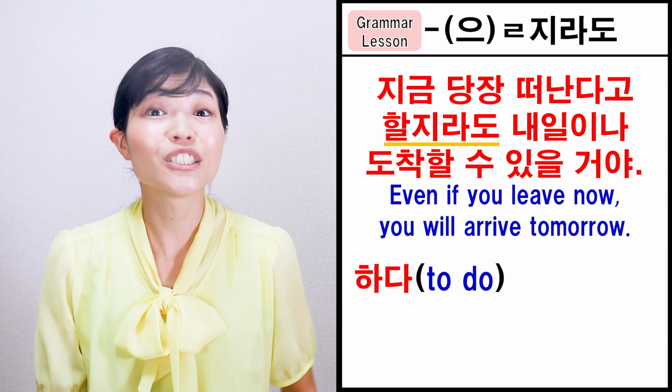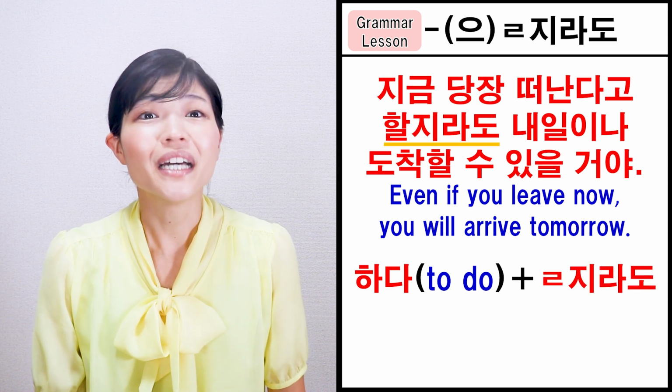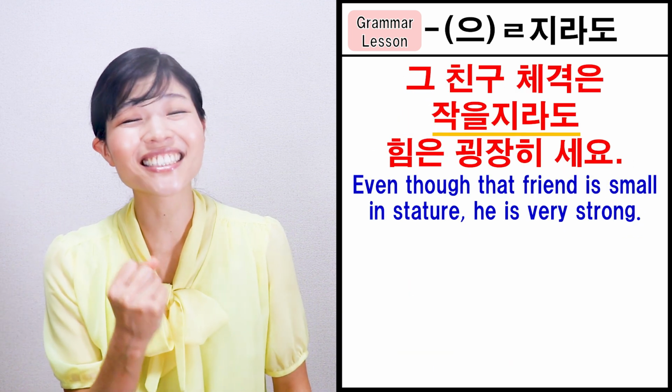Here, since 하다, to do, does not have a final consonant, you add ㄹ지라도 to make 할지라도, even if you do. Then let's see the next sentence.